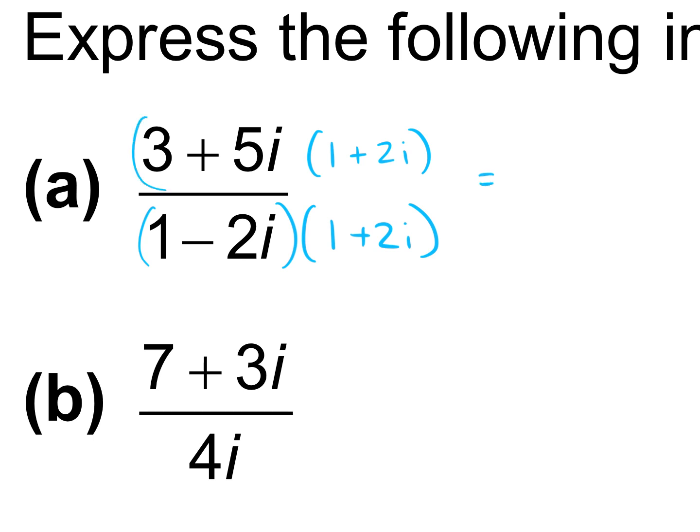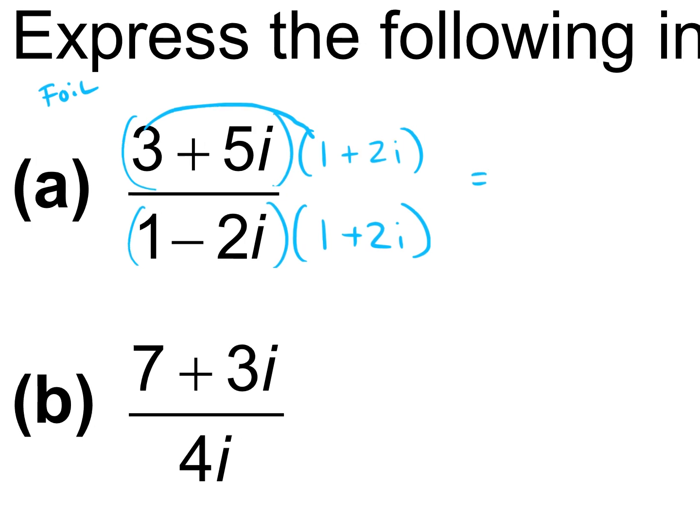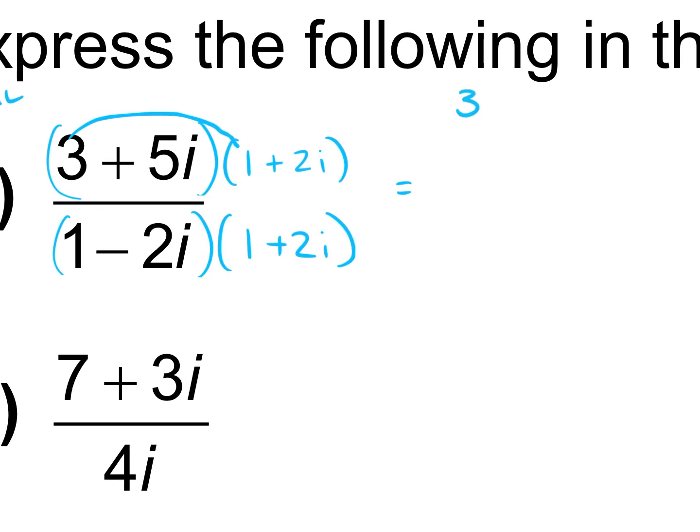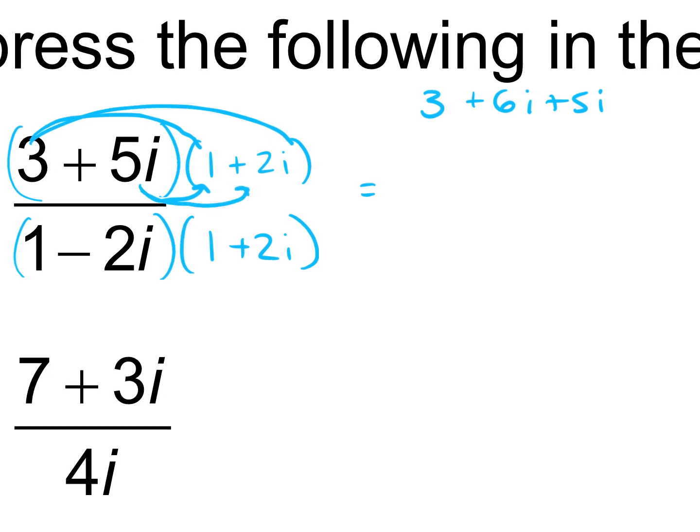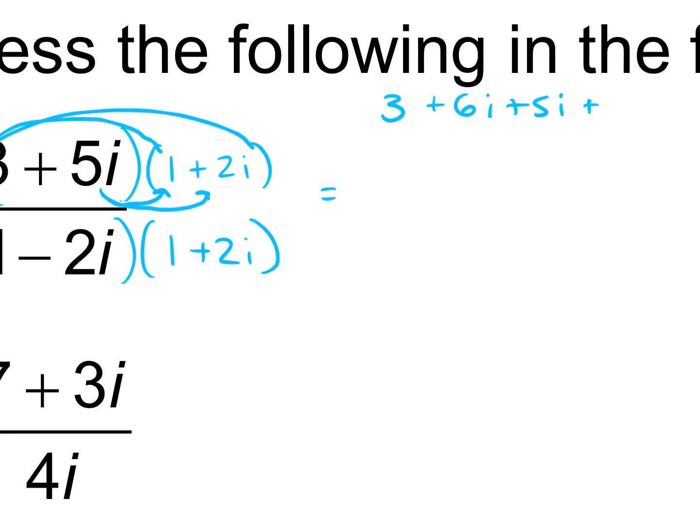How do I multiply 3 plus 5i times 1 plus 2i? I FOIL. So let's FOIL out the top first. 3 times 1 is 3. 3 times 2i would be 6i. 5i times 1 would be 5i. And 5i times 2i is what? Awesome. You're one step ahead of me. But it would be 10i squared. And what happens when we have i squared? It changes to negative 1, so it would be minus 10. Perfect.